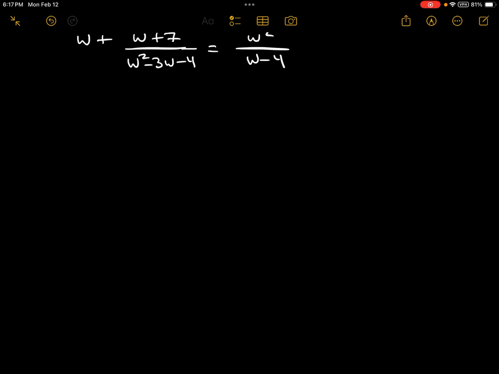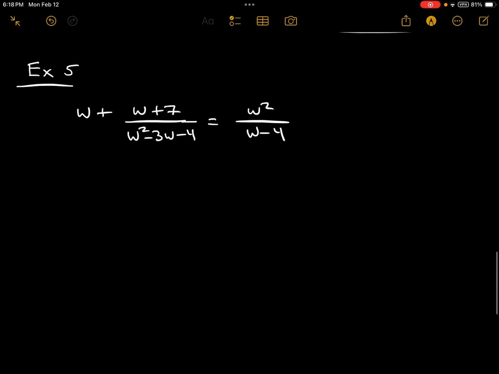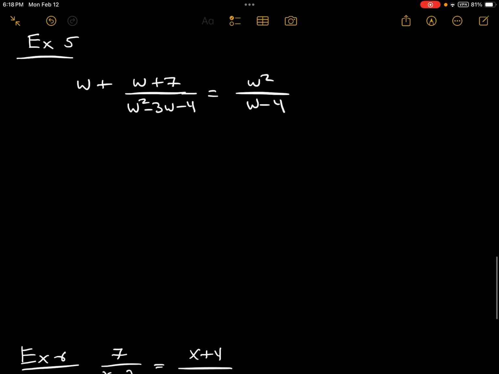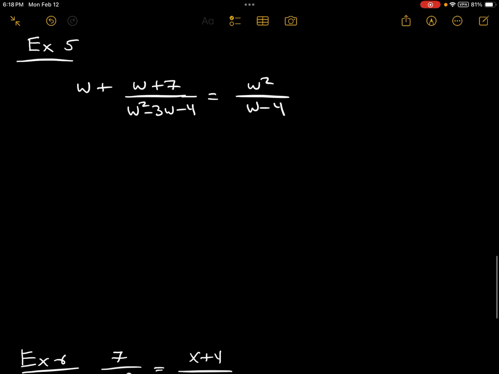Let's take a look at the first example. Let's start with the EVs. We're going to set this denominator equal to 0. It looks like we have a nice factorable trinomial, w minus 4 times w plus 1. W plus 1 can't equal 0, so w can't equal negative 1. And then w minus 4, our second denominator, also can't equal 0, so w cannot equal 4. Notice these two are the same, so you just need to list it once. So your overall EVs are w equal to 4 or negative 1.